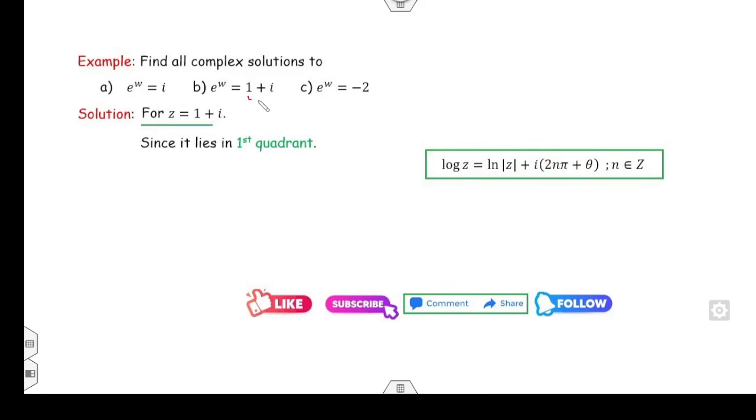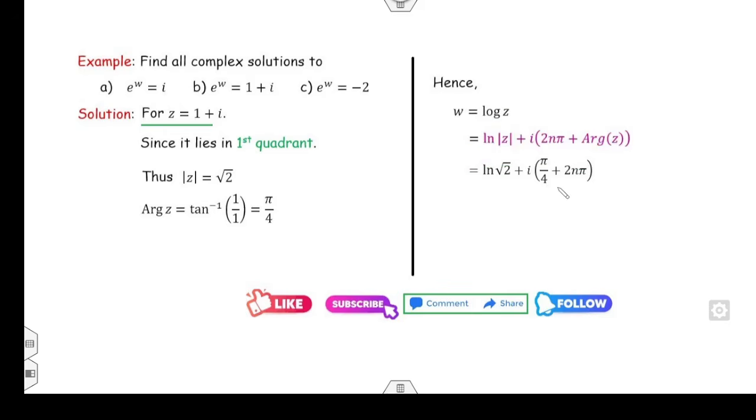1 plus iota. Again, it lies in the first quadrant. What is theta? Tan inverse 1 over 1, which is pi by 4. And modulus of z will be root of 1 plus 1, that is my root 2. I can substitute both the values in the required expression of the log of z. You will get this expression.